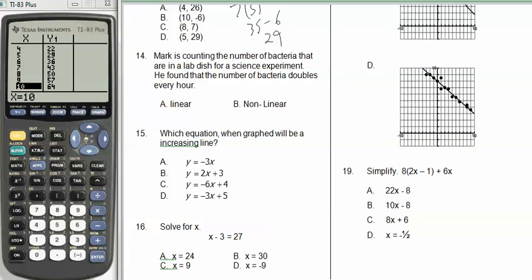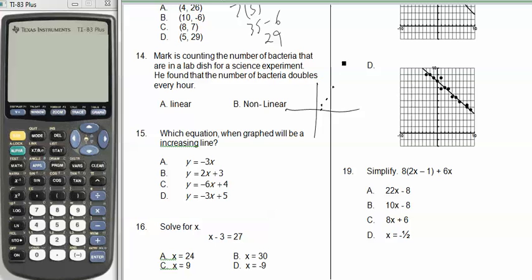Mark is counting the number of bacteria that are in a lab dish for a science experiment. He found that the number of bacteria doubles every hour. So is that a constant rate of change? So you'd think so because it doubled every hour, but if we draw this, at 1 hour he has 1, let's say he has 1, then at 2 hours he's going to have 2, but at 3 hours it doubles from that, it's going to be 4. At 4 hours it's going to double from that, it's going to be 8, and then it's going to double again. So that is not linear, that is in a different shape, not linear.